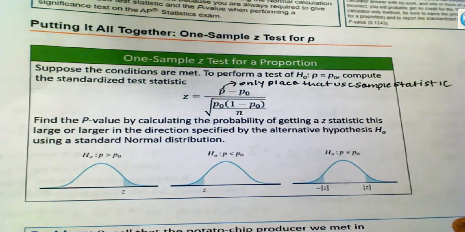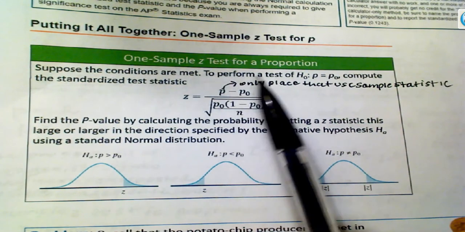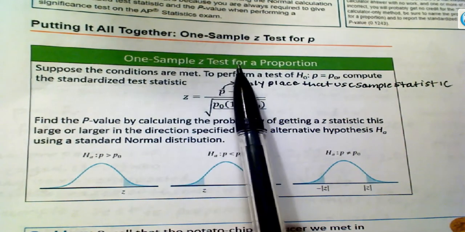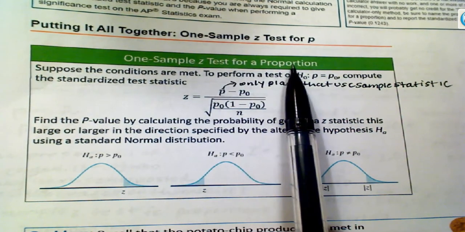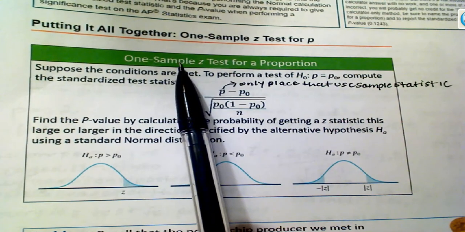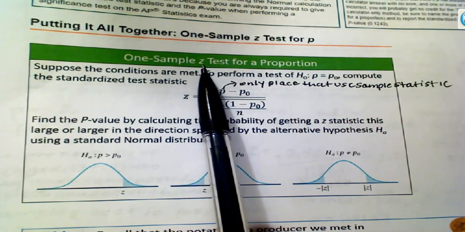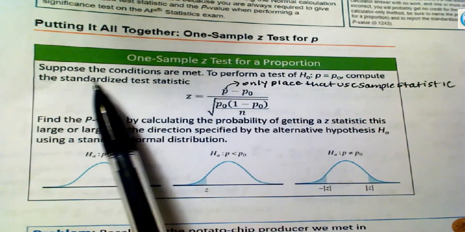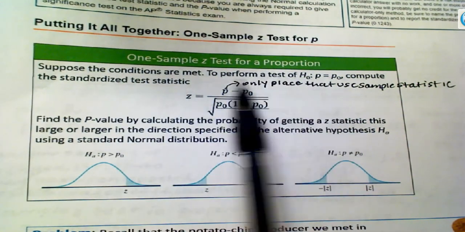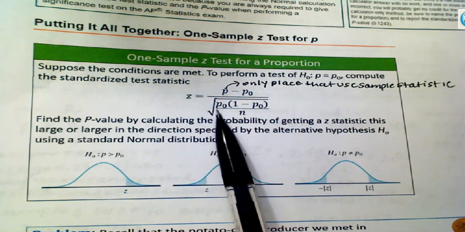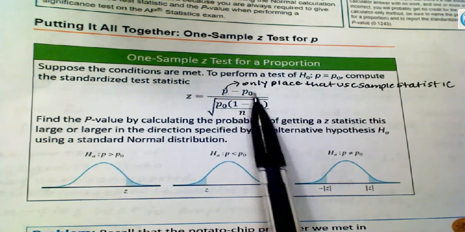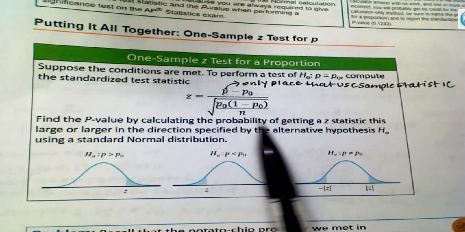All right, this test that we are doing on this proportion is called a one sample z-test for a proportion. So one, it's only one sample. Two, we're using a z-score, so that's a z-test, and then it is a proportion. Suppose the conditions are met to perform the test. You have to compute the test statistic, which we talked about. Don't forget that's the only place that you use the sample statistic. This is from the hypothesis statement. This is from the hypothesis statement.